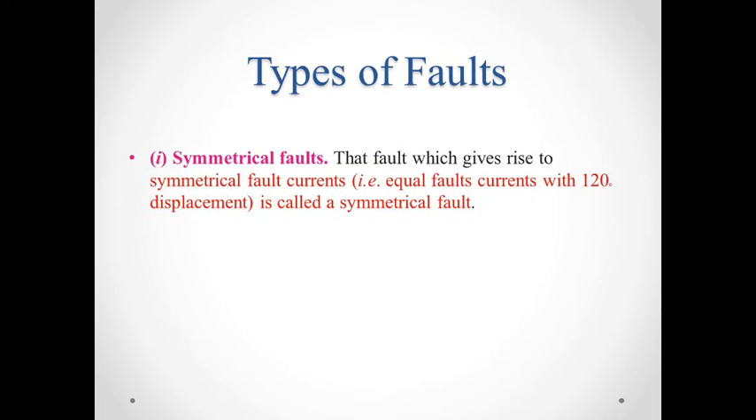In today's video lecture, we are going to talk about symmetrical components and the reason why we need them. Actually, we need them to solve the faults occurring in a power system. There are two types of faults occurring in a power system: the symmetrical faults and the unsymmetrical faults.